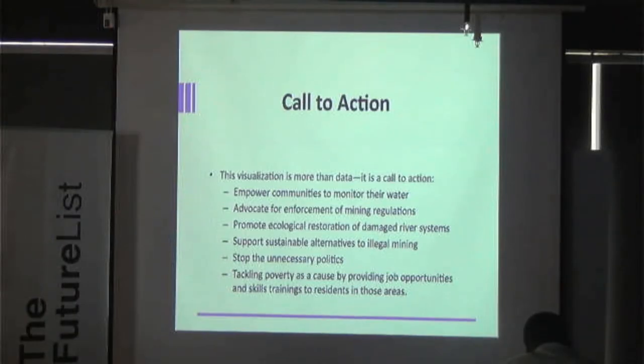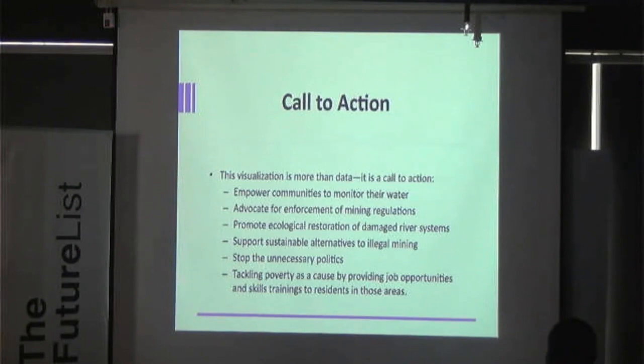One, by empowering our communities, especially the youth, to monitor their water bodies. Secondly, by advocating for the enforcement of mining regulations. The regulations exist, but enforcing them is quite a challenge for our country. Thirdly, we should promote ecological restoration of damaged river streams. We should support sustainable alternatives to illegal mining. This means that as mining goes on in a community, the people are informed of other things they can do, or other industries we can boost their productivity in.